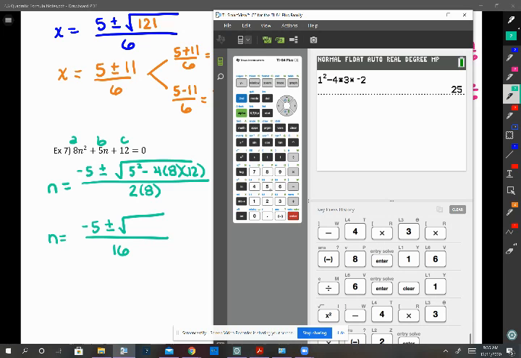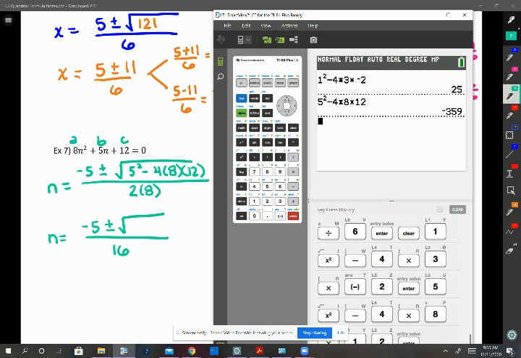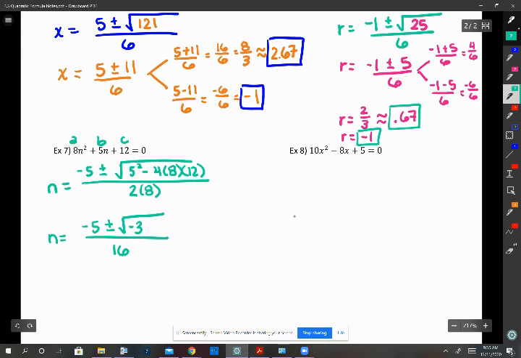So we're going to do 5 squared minus 4 times 8 times 12. And again, if that first number, that b value, is a negative, you have to put parentheses around it. So this gives you -359. And notice that it's a negative. So remember, when it's a negative, that means that we've got an i situation going on there.